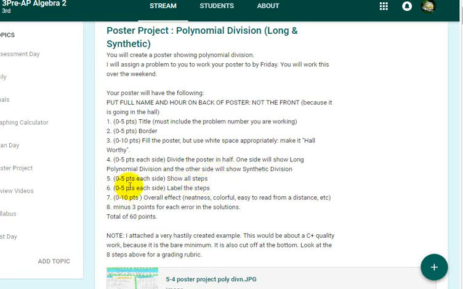Label the steps. 0 to 5 points on each side. So that means for each long and synthetic problem, when you label, you're going to get 0 to 5 points on the left and 0 to 5 points on the right for labeling your steps. And when I say label, I mean like, find the difference. 2 or 3 words, and sometimes it takes a couple more, but you want to explain each step short and concise, and that should go beside your step. So beside each step, you should have a little description of what's happening.